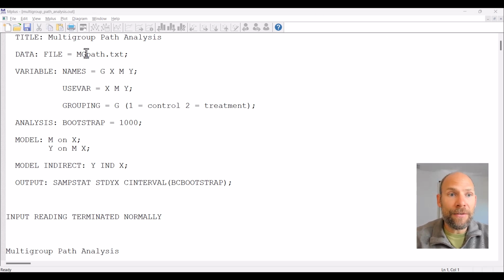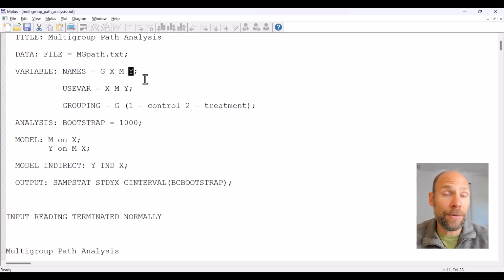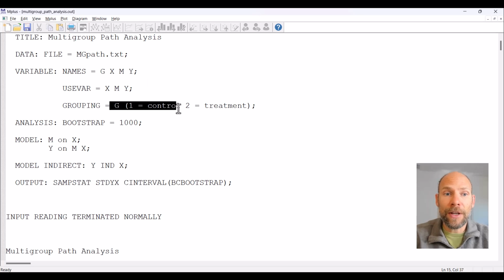In my data file mgpath, I have four variables. G is the grouping variable, so the discrete moderator variable that I'm considering here, and then X is my exogenous variable, M is my mediator variable, and Y is my dependent variable. The assumption is that X, M, and Y here are continuous variables, although X could be binary or dichotomous. G is a binary grouping variable with groups 1 equals control and 2 equals treatment.